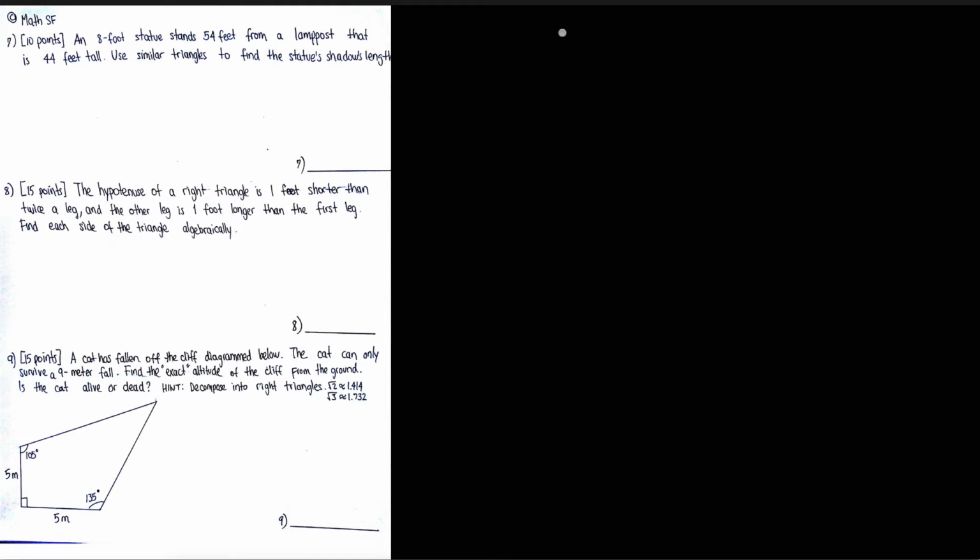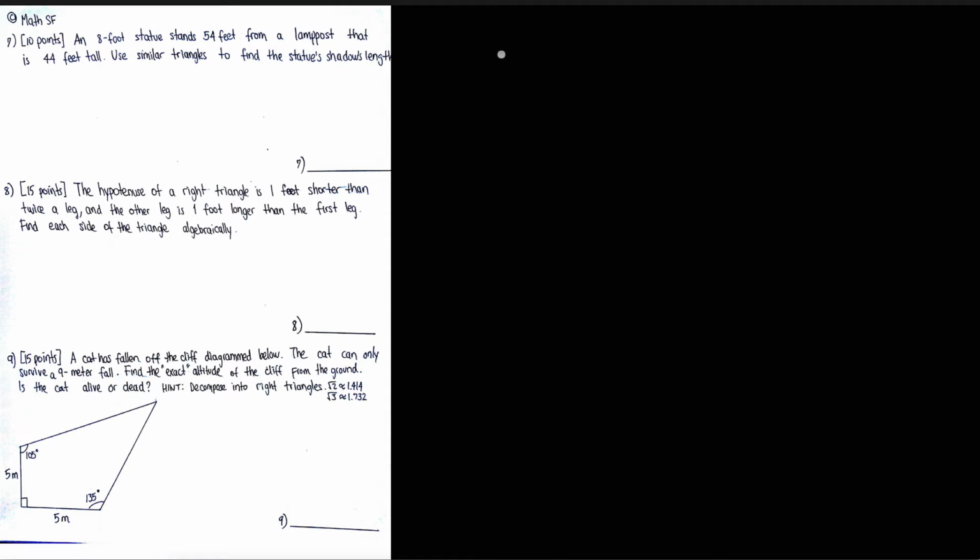In this word problem, we have an 8-foot statue standing 54 feet from a lamppost that is 44 feet tall. Use similar triangles to find the statue's shadow's length. Well, let's visualize this, because in any word problem you always want to visualize.